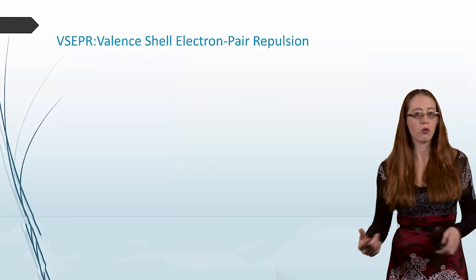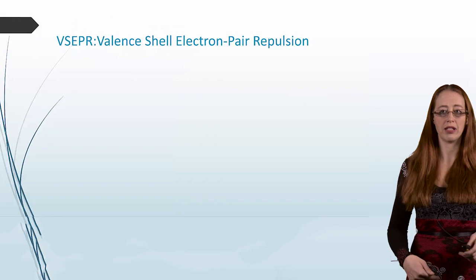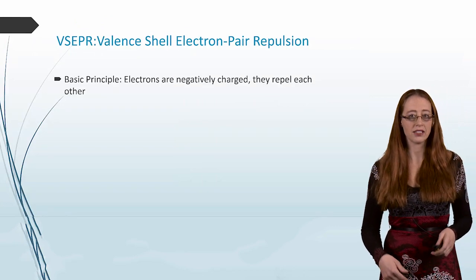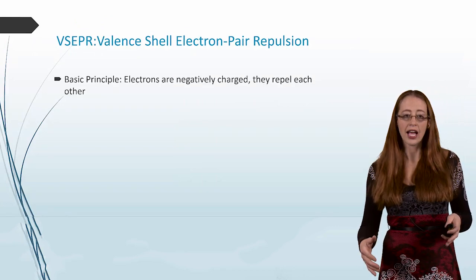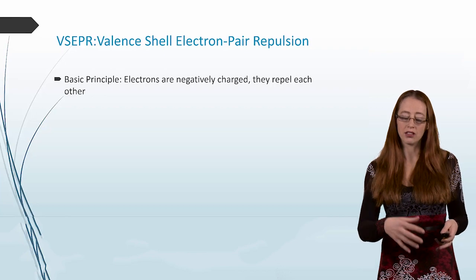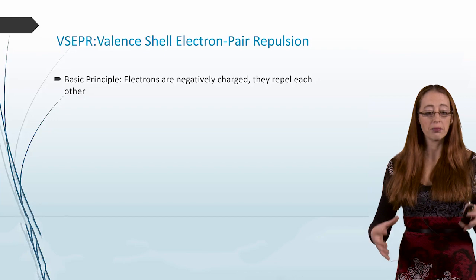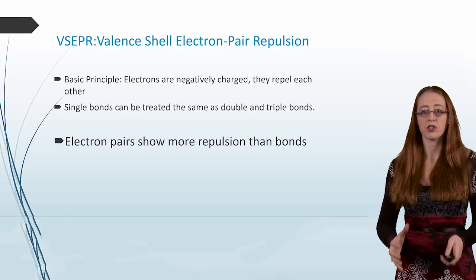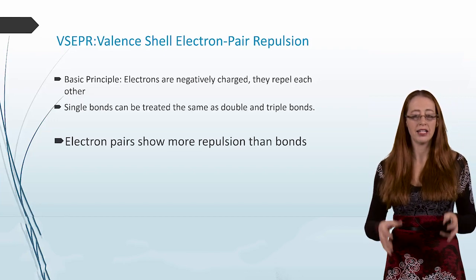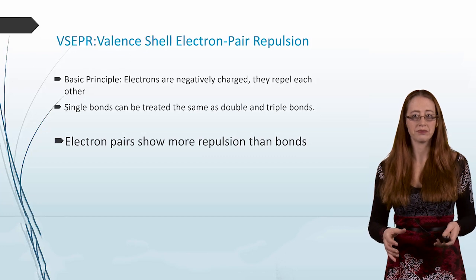So just a reminder of what we're doing here, because this hasn't changed from the last video. Our basic idea is we have these negative electrons, and they're trying to repel each other. Our lone pairs and our bonds are both trying to repel each other, and our bond groups count as one little entity. So if you have a single, double, or triple bond, they're all going to count as one still.